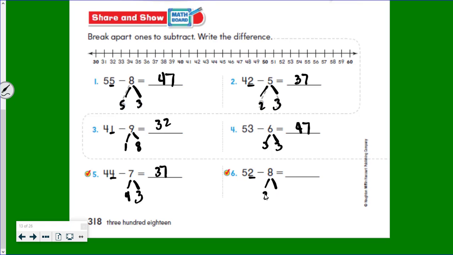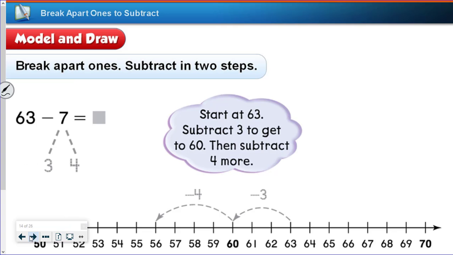Okay, the last one, 2 plus 6 equals 8. So 52 minus 2 is 50, and then take away 6 more. So 50, 1, 2, 3, 4, 5, 6. So 44. All right, let's go to the next page.